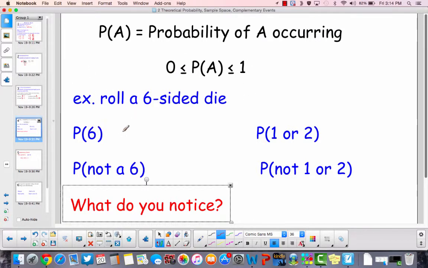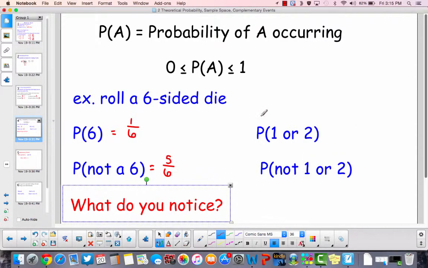What is the probability of rolling a 6? Go ahead and do these real quick. You can handle that. All right, what is the probability of rolling a 6? Well, you have a 1 in 6 shot of rolling a 6. What is the probability of not rolling a 6? You have a 5 in 6 shot.